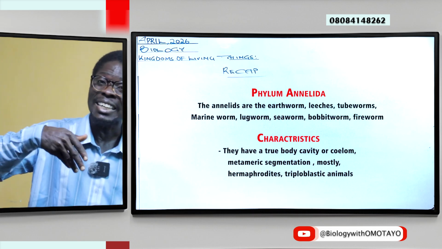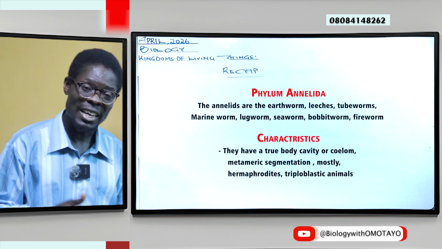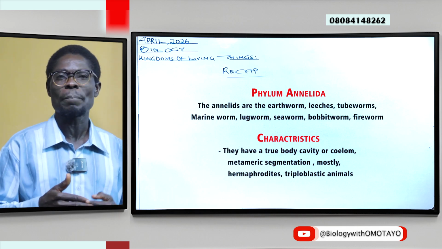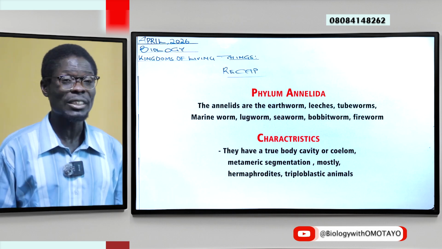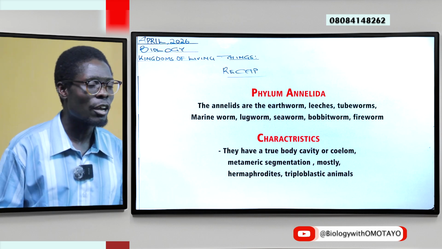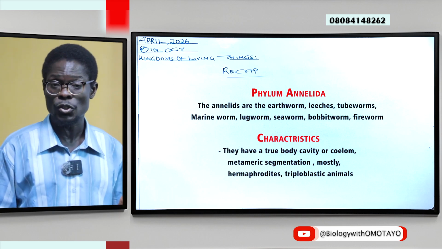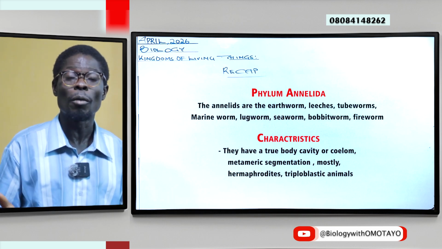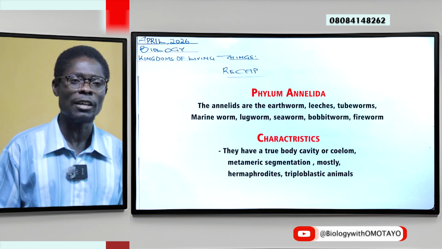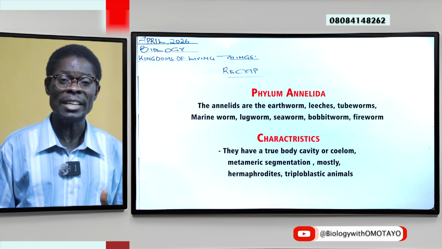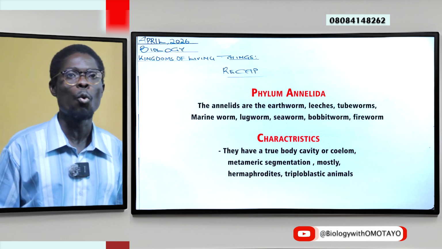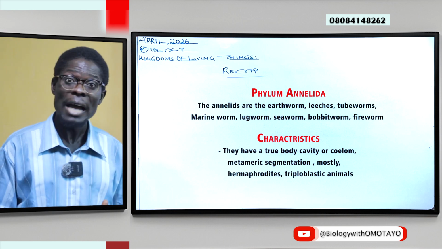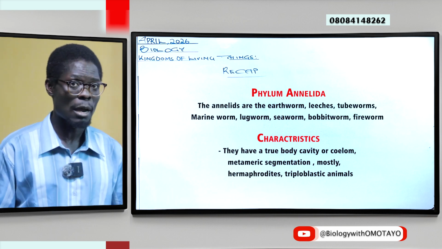Segmentation here is both internal and external. Internal segmentation is carried out by what is called septa, that ensures there is a perfect division of each segment, both internally and externally. A couple of examples of worms under Arachnida: a common one is the very common earthworm that we see all around us. Also, alongside we have leeches, tube worm, marine worm, lungworm, bobbit worm, and fireworm. Yes, take note of these examples, please.